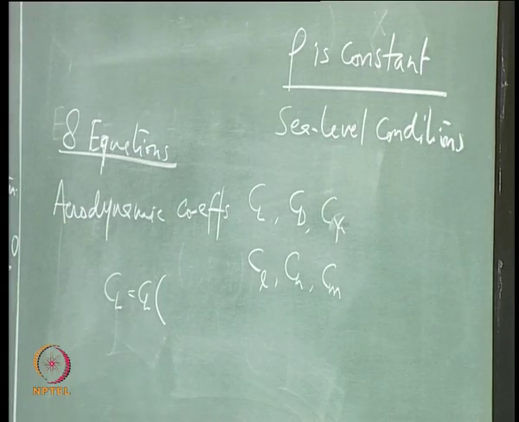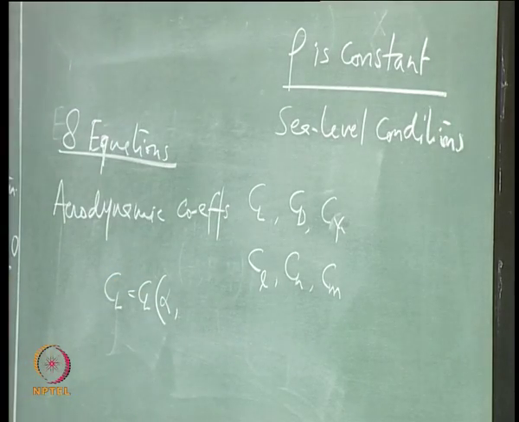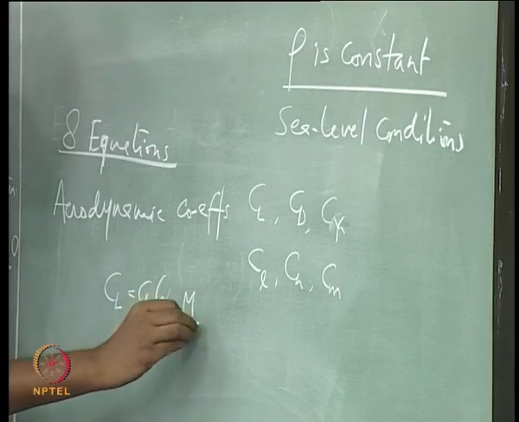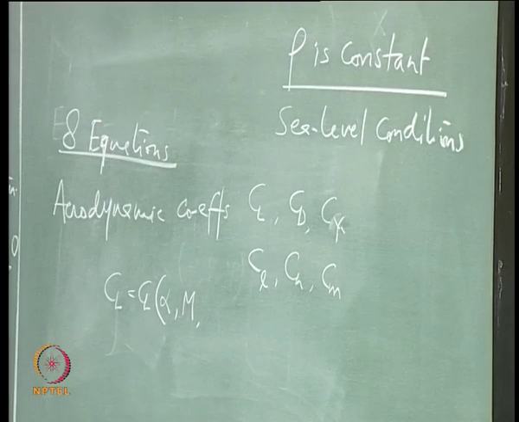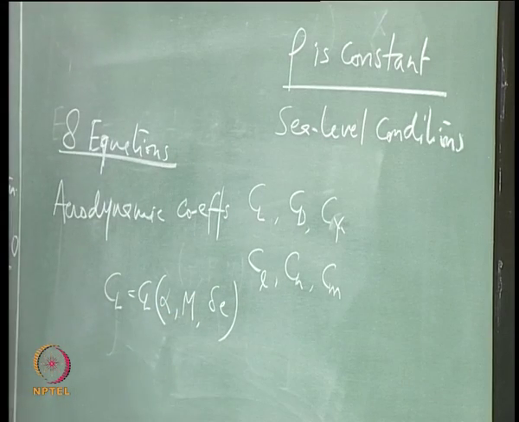CL is a function of alpha and Reynolds number, which is related to Mach number. No, we have fixed the camber, and elevator, right. So, CD is also going to be a function of these three variables and anything else.